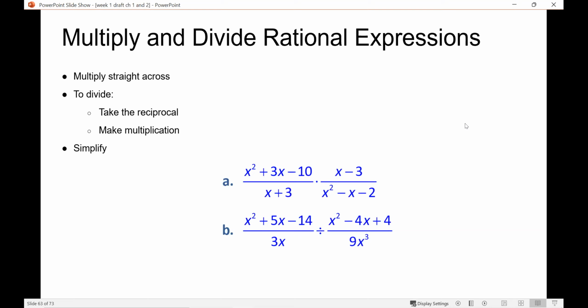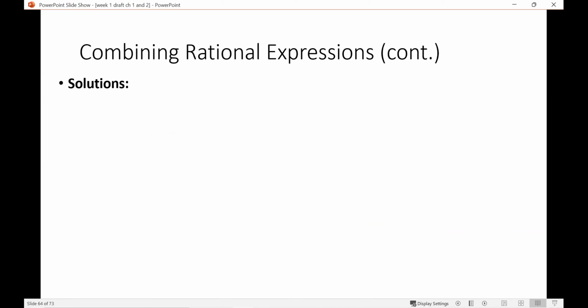About multiplying and dividing. When you multiply fractions, you multiply just straight across. Do remember to use parentheses around your numerator and denominator and the distributive property. When we divide fractions, we take the reciprocal of the fraction we're dividing by, and we turn it into multiplication. That's because multiplication is the inverse of division, and a reciprocal is the inverse of that fraction. So it's basically a double negative to divide fractions. Simplify when you're done.